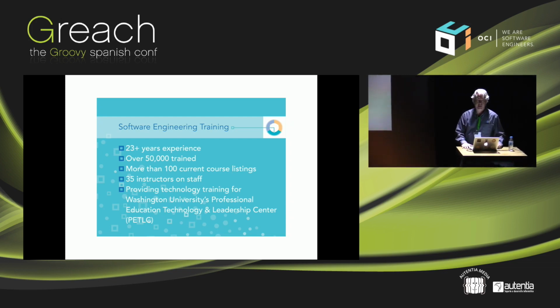Another big piece of OCI since the very beginning: OCI has been around since the mid-90s and has been an open source company that entire time, which is interesting. There weren't a whole lot of open source companies in the late 90s, but we were one of them. We've been in business for about 24 years, and training has always been an important part of OCI's business. We've trained over 50,000 folks over the years, and we have more than 100 current course listings on the website.